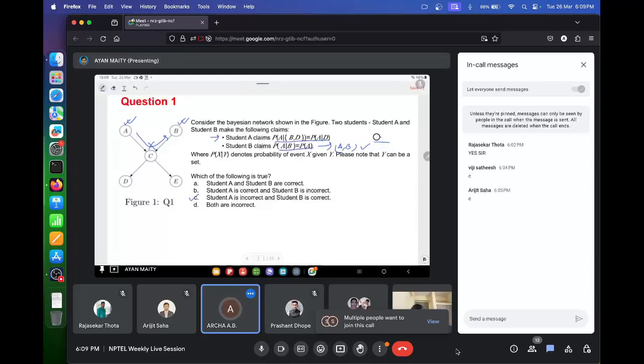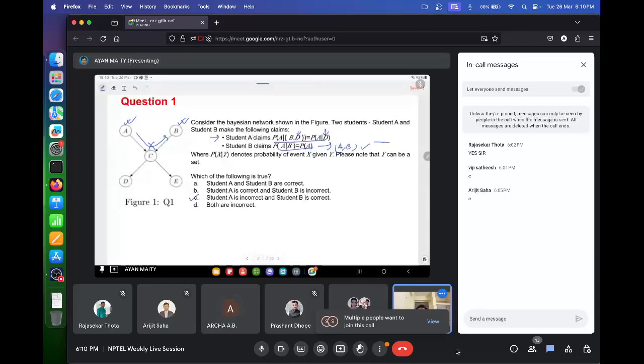So probability of A given D. This is the claim: probability of A given B comma D equals probability of A given D. That basically means B is skipped on the right hand side. B is not there on the right hand side, it is only probability of A given D. So basically it means A is independent of B if D is given. D is given in both the left hand side and right hand side.